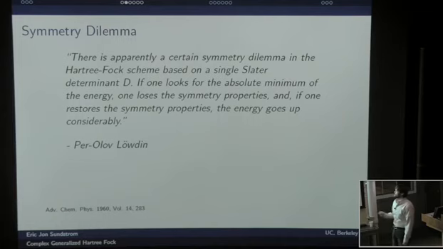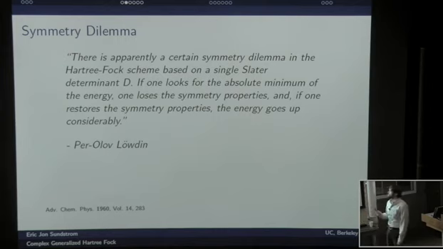All right, so this is a sort of famous quote from quantum chemistry by Löwdin, where he says that there's a certain symmetry dilemma in the Hartree-Fock scheme based upon a single Slater determinant. If you look for the absolute minimum of the energy, it's a variational method, so that sounds good. Let's do that. You lose the symmetry properties, and by that he means the symmetry properties of full configuration interaction or the exact wave function within the Born-Oppenheimer approximation and so forth. And if you look for those, the energy goes up considerably. So we kind of want to get both of these, but we can't. So we have to choose.